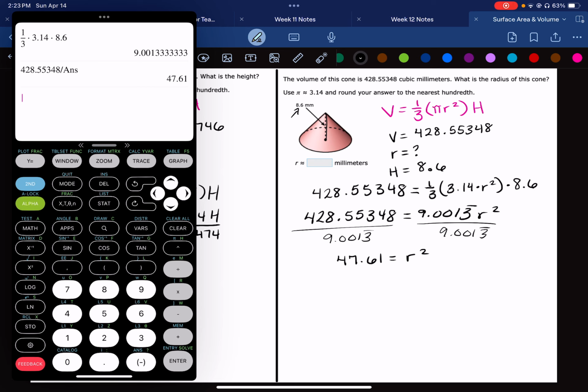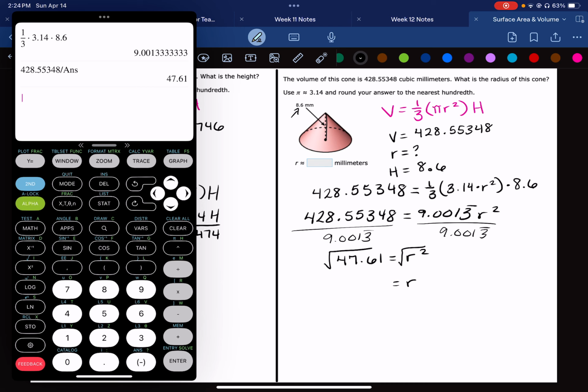Now, in this problem, because r is squared, we are not done. We have to figure out how to get rid of that exponent of 2. And so to get rid of a power of 2, the inverse of that is to take the square root of both sides of this equation. So we're going to go ahead and square root both sides of this. And that's going to allow us to eliminate the radical and the exponent on r and get r alone, which is what we want. And then we're going to take the square root of 47.61.